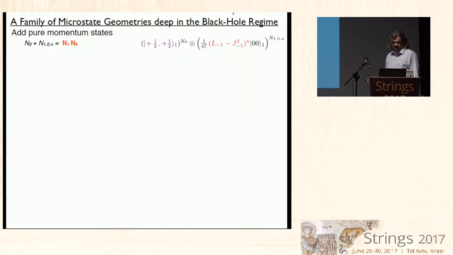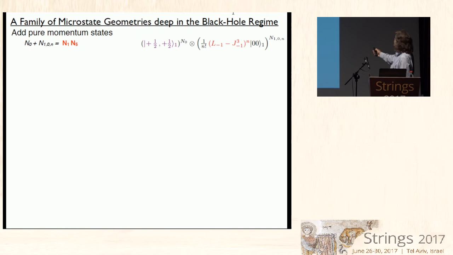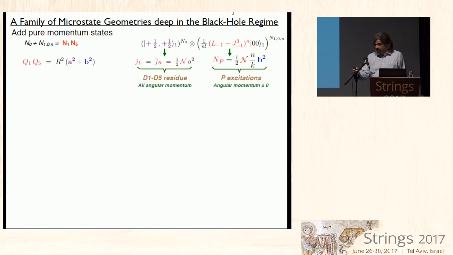Now, we haven't done the general problem, but I want to focus on one very particular and interesting family. It's the one that I advertised from the beginning. All I'm going to do is load up the state with pure momentum charge to some power n on a strand. I'm going to keep it simple. Everything's strands of length 1, so everything splits in a very simple way between the 0,0 sector and the plus,plus sector. Now, again, we have this freedom of choice as to how we distribute the electric charge amongst the half,half sector and the 0,0 sector. And you should think of this as the residue of the previous D1-D5 branes, and this is where all the momentum excitations are going to be.